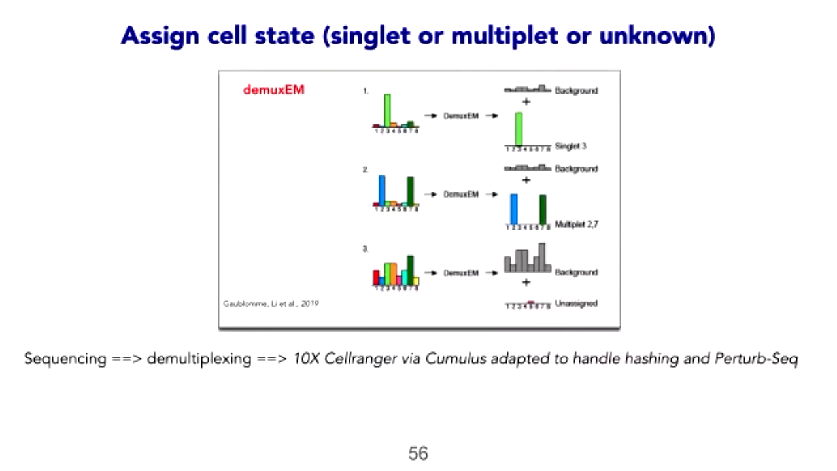Knowing whether a droplet captured a singlet or a multiplet or unknown allows us to add an additional layer of QC to our original RNA-seq data set and only focus on cells that we are confident are singlets.